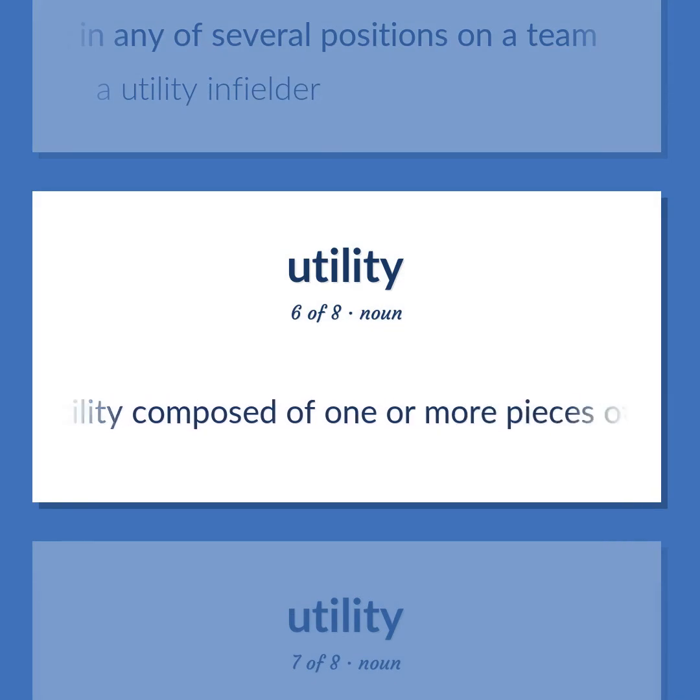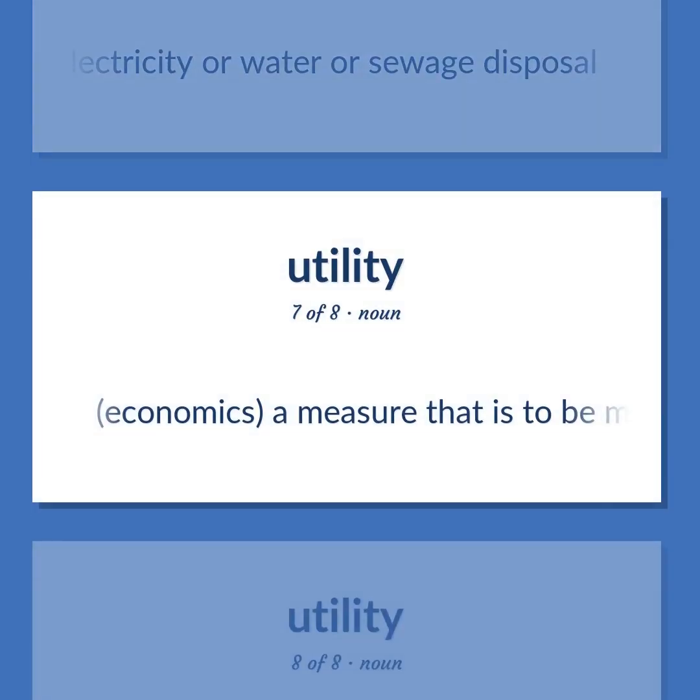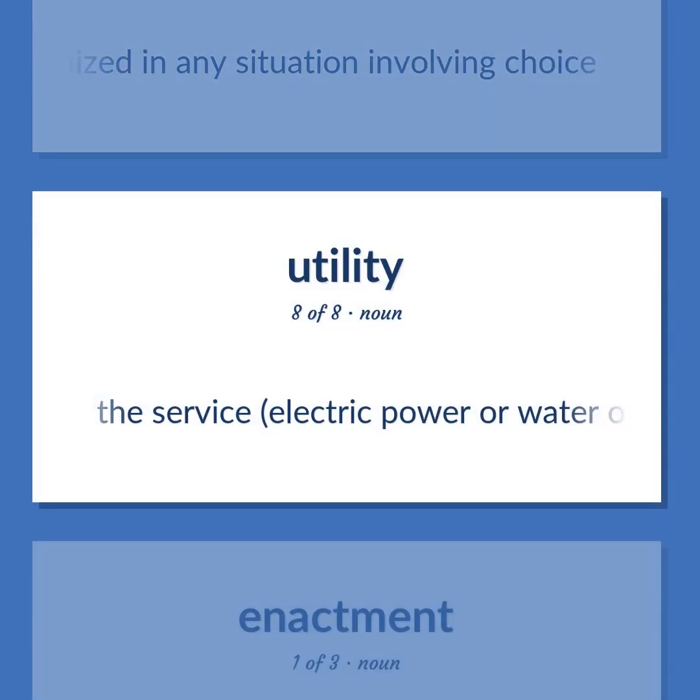A facility composed of one or more pieces of equipment connected to or part of a structure and designed to provide a service such as heat or electricity or water or sewage disposal. Economics. A measure that is to be maximized in any situation involving choice. The service, electric power or water or transportation, provided by a public utility.